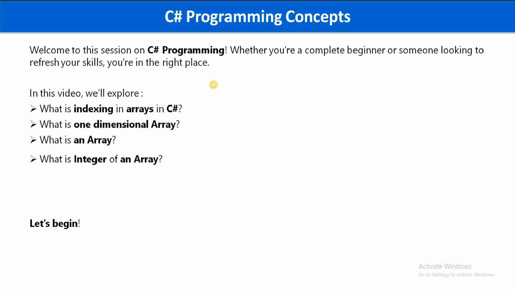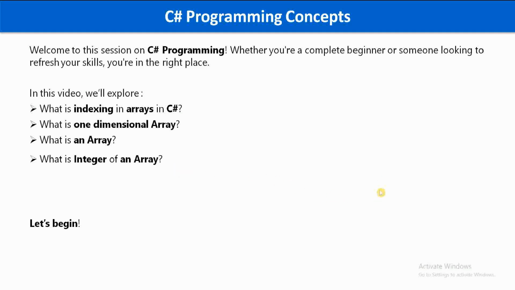Hello friends, today we will discuss some important concepts of C# programming. We will discuss indexing and arrays. So here is the list. What is indexing in arrays in C#? What is a one-dimensional array? What is an array? What is an integer array, with an example?